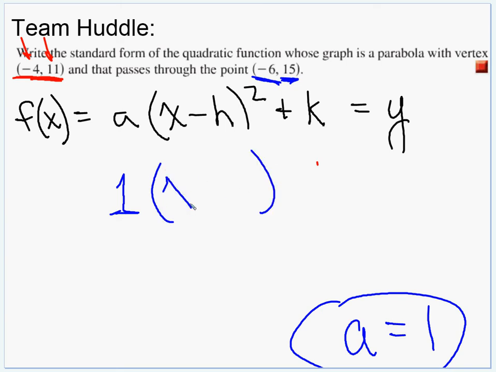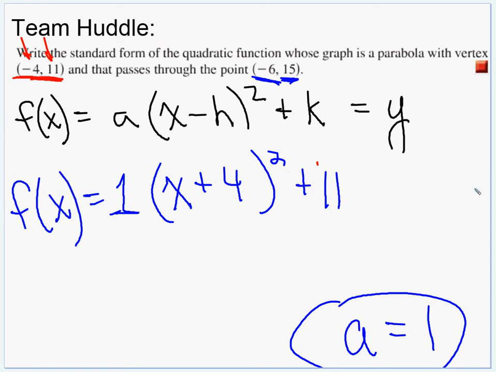Remember, this is always going to be X and then minus our negative 4. That did change to a plus 4 and plus 11. So our equation f of x equals, and let's get rid of that 1, I guess the implied, we don't need it. So our quadratic function in standard form with the given vertex passing through the given point is f of x equals (x plus 4) quantity squared plus 11.